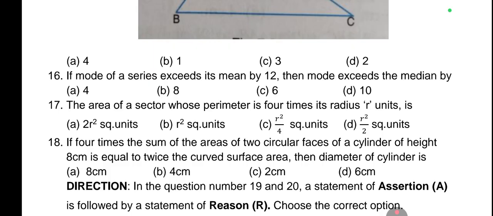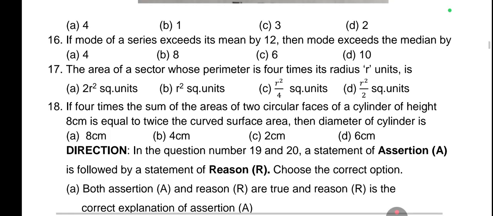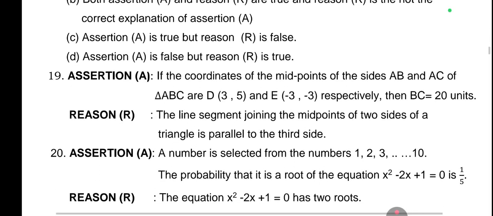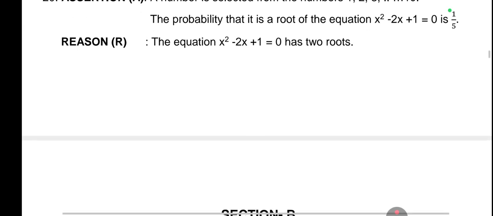Nice. Then the area of the sector whose perimeter is 4 times its radius. Again a nice set of questions. 17th. 18th, 4 times the sum of the areas of the two circular faces of the cylinder. Okay, overall nice only. Then assertion reasoning. They talked about two things. One is probability and coordinate geometry. Go through, see whether you get the answer or not.